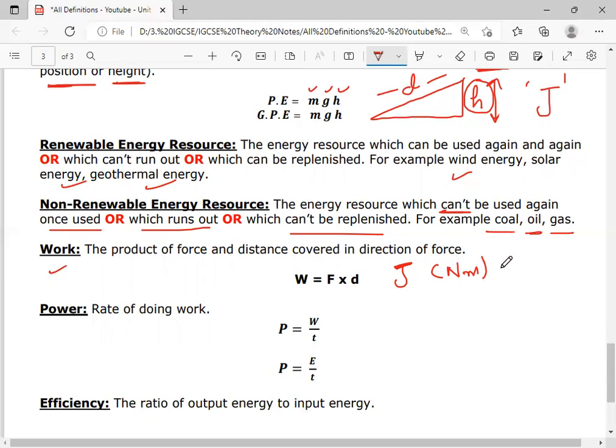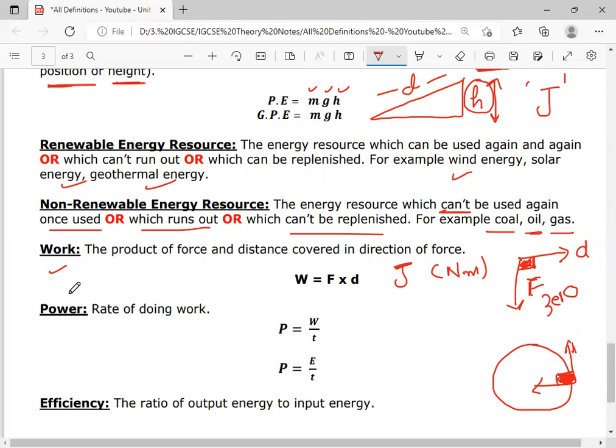One important point: if force is acting in a downward direction and distance is covered like this, so that they are making an angle of 90 degrees, then in this case work done will be 0. Or if a body is moving in a circular path, then again work done will be 0. Why? Because there is an angle of 90 degrees between the force and the direction of motion, and there will be no energy transferred over there. So work done will be 0 when a body moves in a circular path.